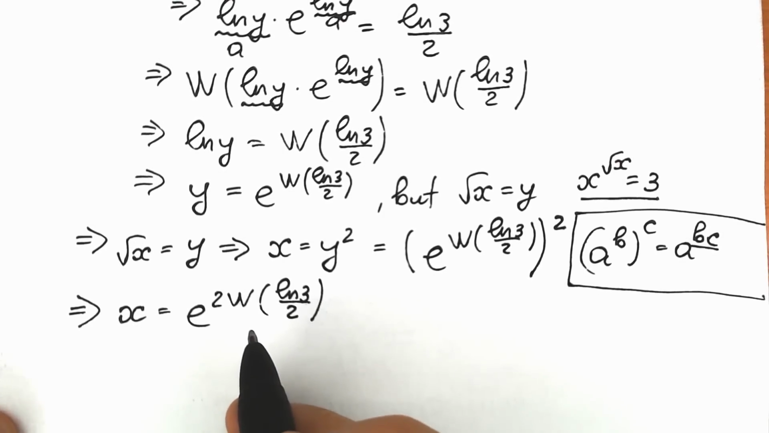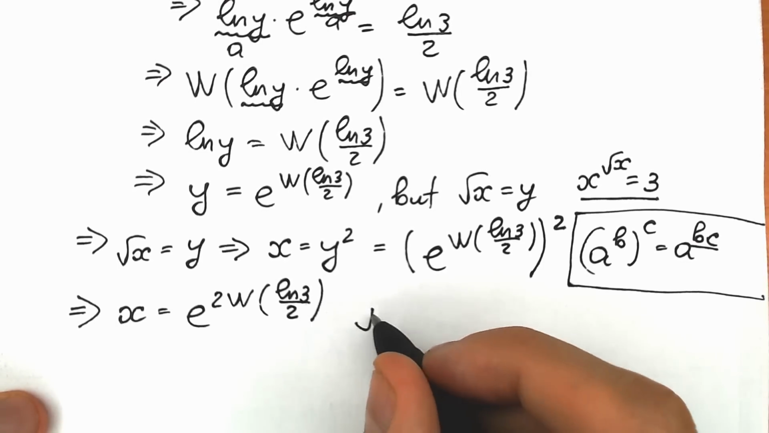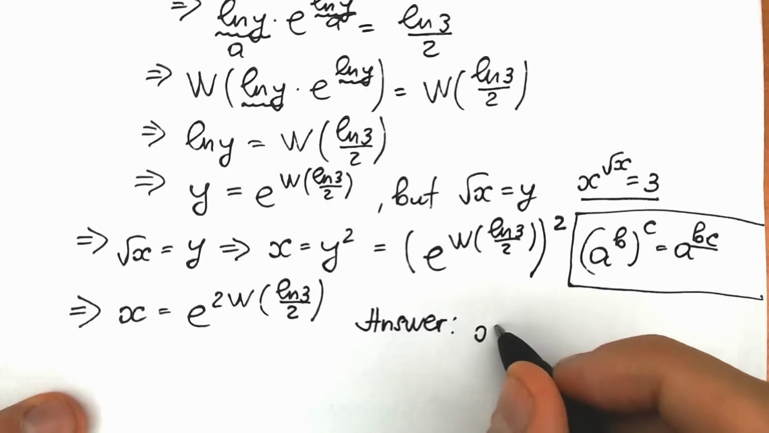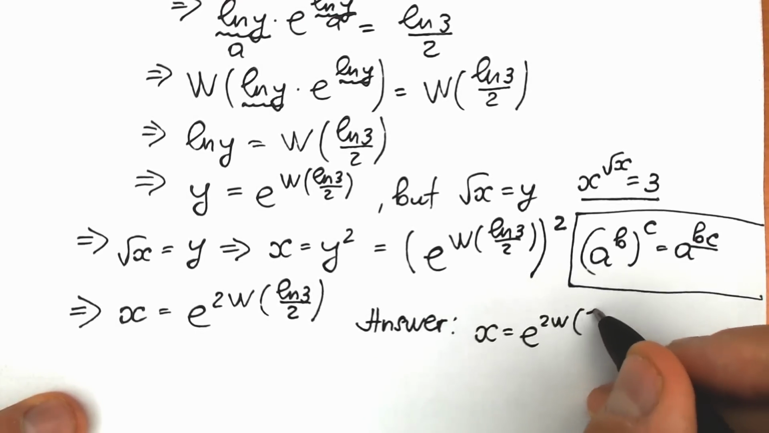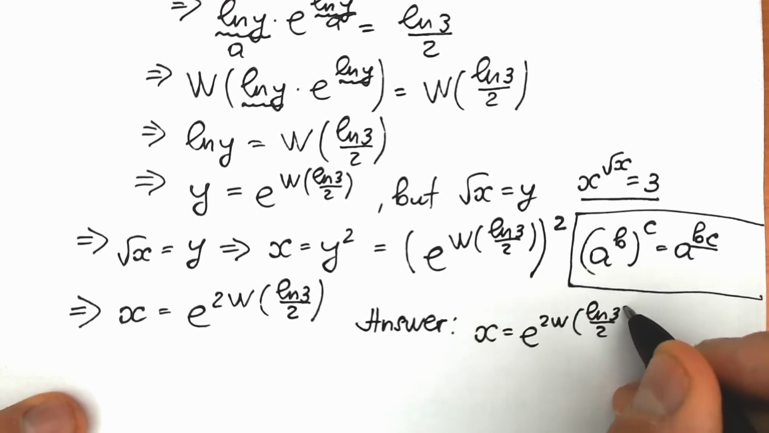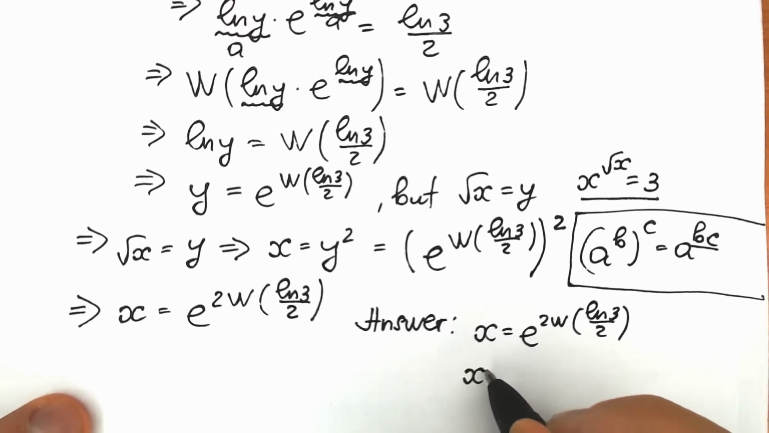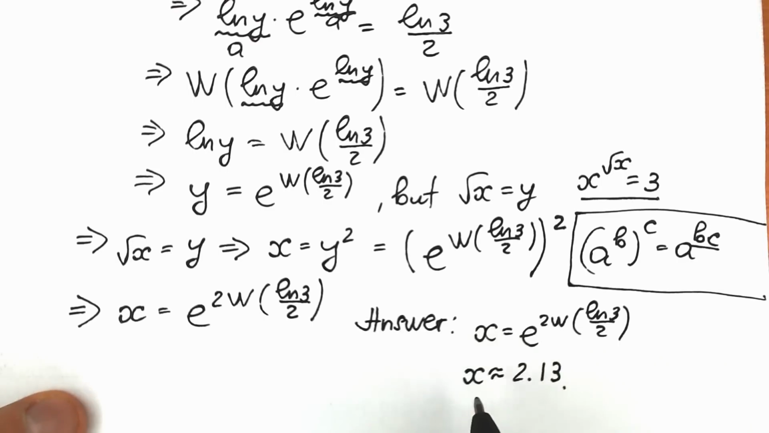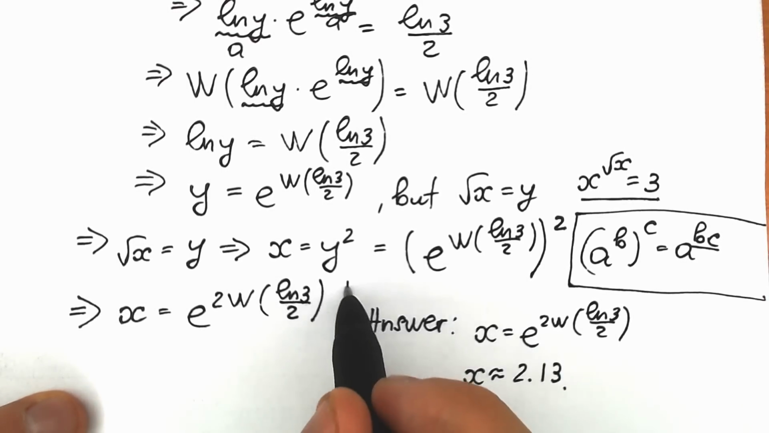We can easily do this, and I found this answer for you. Let's write a final answer right here. So our answer: x equals e to the power 2 Lambert W function of natural log 3 over 2, and I found an approximate value for you, maybe someone is interested: x is approximately equal to 2.13. You can easily find this approximate answer in your internet libraries, but I found it for you.